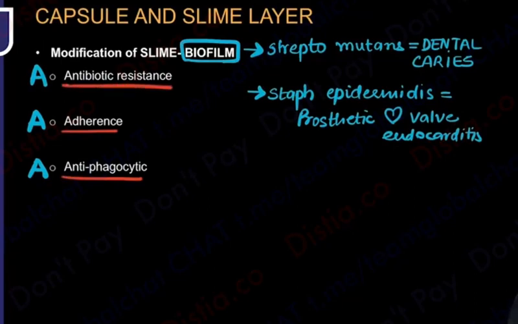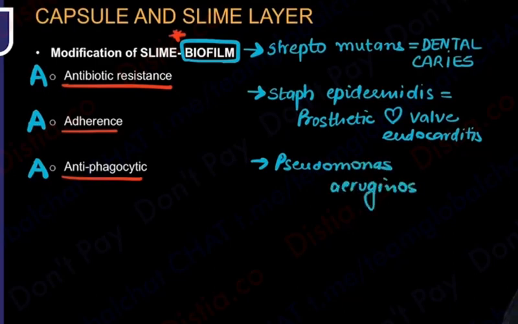Antibiotic resistance. And that is what you have for a biofilm. Please note that biofilm can also be shown by Pseudomonas aeruginosa. Pseudomonas aeruginosa can also show a biofilm. All these examples you will be doing. So the first layer for all of you is done. You're done with the capsule.